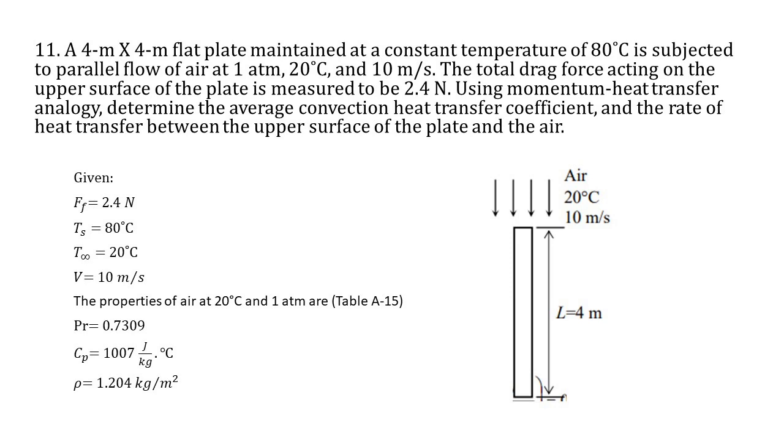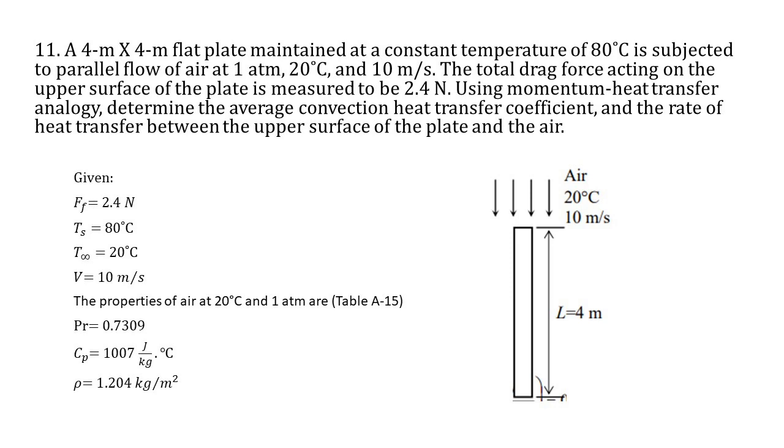A 4 meter by 4 meter flat plate maintained at a constant temperature of 80 degrees Celsius is subjected to parallel flow of air at 1 atmosphere, 20 degrees Celsius, and 10 meters per second. The total drag force acting on the upper surface of the plate is measured to be 2.4 Newton. Using momentum heat transfer analogy, determine the average convection heat transfer coefficient and the rate of heat transfer between the upper surface of the plate and the air.